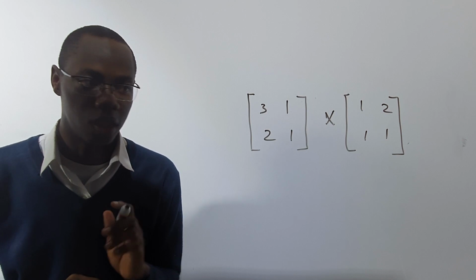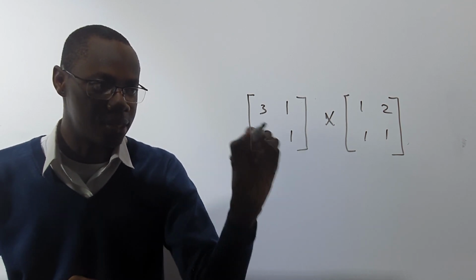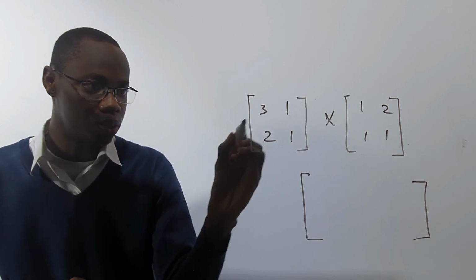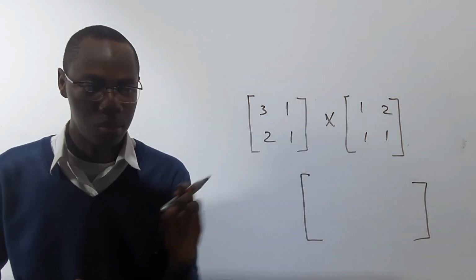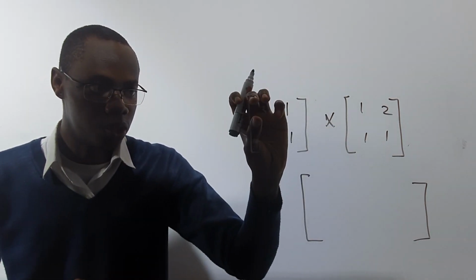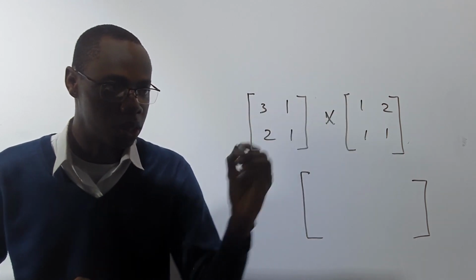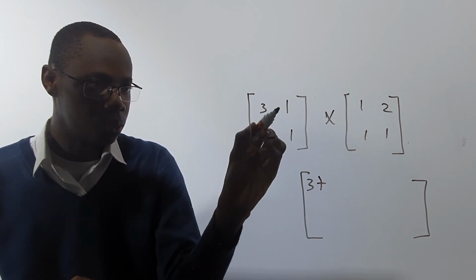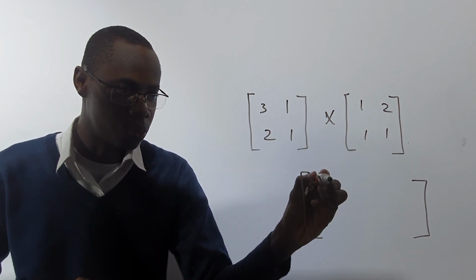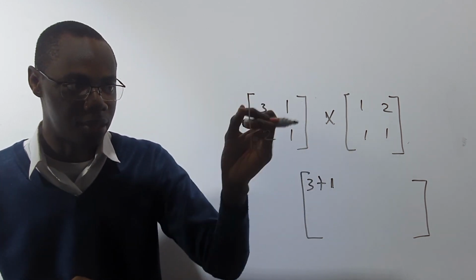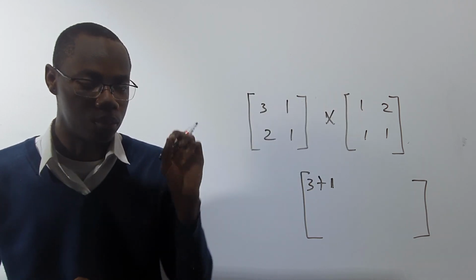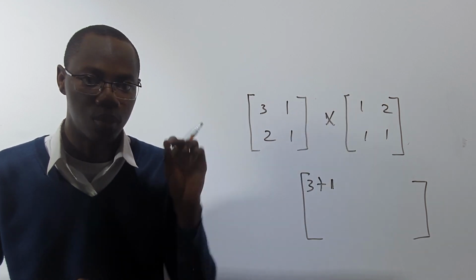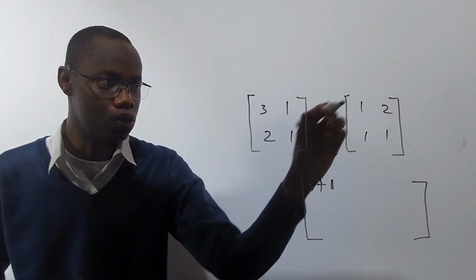So let's take another one. What is this times this now? Let me put the braces here. So this times this matrix will be, multiply the row by the column. That will be 3 times 1 is 3, plus 1 times 1 is 1. Very simple. Take it step by step. Multiply these 2 by these 2. Simple, right? Next, multiply these 2 by these 2. Row and column, row and column.